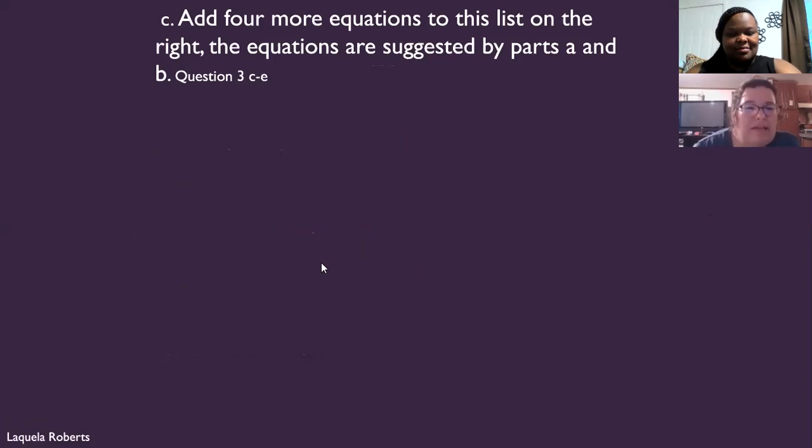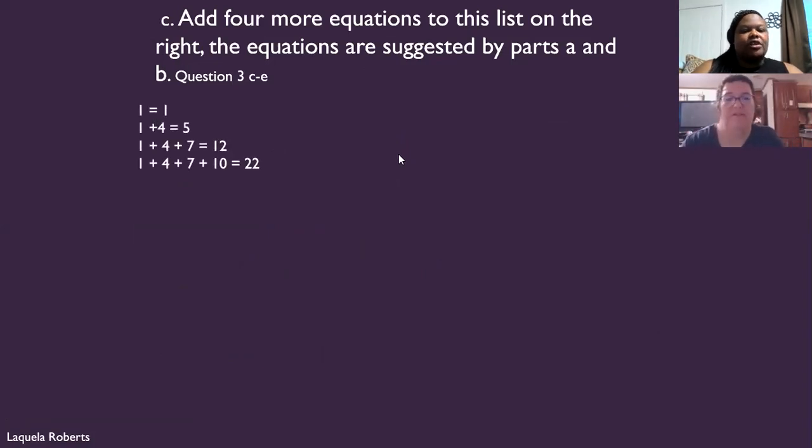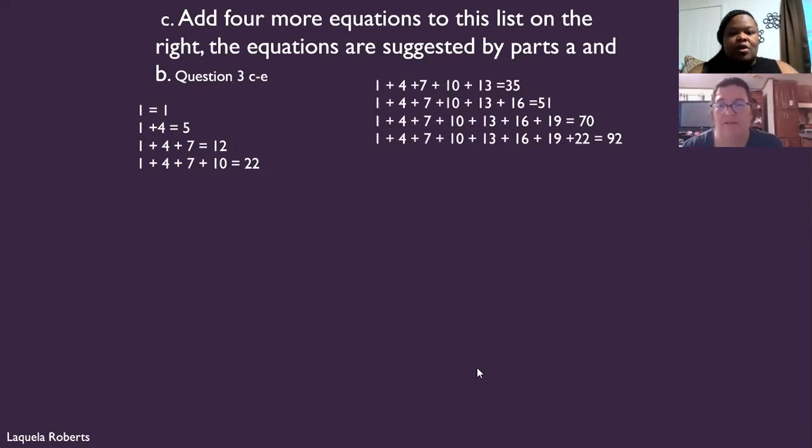Okay, Ms. Dominique, add 4 more equations to this list on the right. The equations are suggested by parts A and B. Question 3C through E. As you hear, we got 1 equals 1, 1 plus 4 equals 5, 1 plus 4 plus 7 equals 12, 1 plus 4 plus 7 plus 10 equals 22. Our next one we have is 1 plus 4 plus 7 plus 10 plus 13 equals 35. 1 plus 4 plus 7 plus 10 plus 13 plus 16 equals 51.